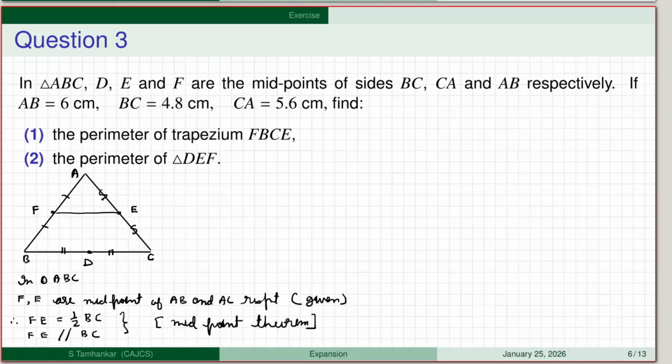Okay. So in quadrilateral FBCE, we have FE parallel to BC. Okay, we have proved it. And therefore we get the quadrilateral FBCE is a trapezium because one pair of opposite sides is parallel. Okay. The next part is we have to find the perimeter.